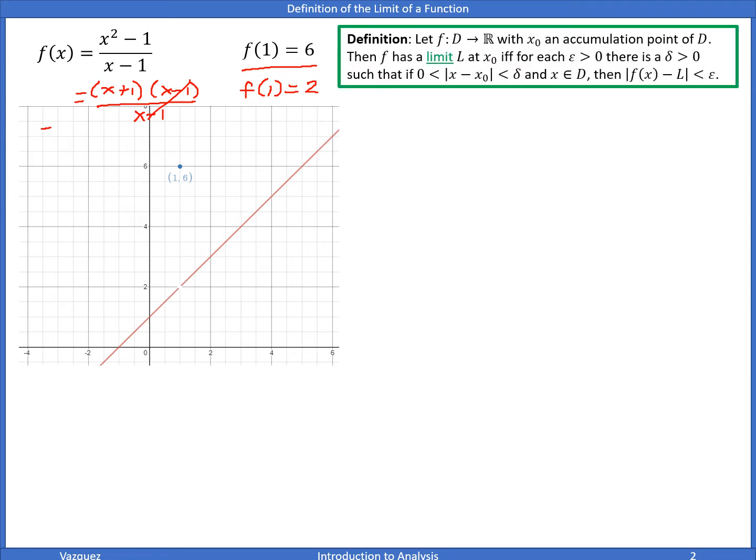So we're going to define the limit. We let f be a function from D to R, with x naught an accumulation point of D. Then f has a limit L at x naught if and only if for each epsilon greater than 0, there is a delta greater than 0, such that if 0 is less than the absolute difference between x and x naught, and it's less than delta, where x is in D, then the absolute difference between f of x and L is less than epsilon. So, like the convergence definition, there's a lot to unpack here.